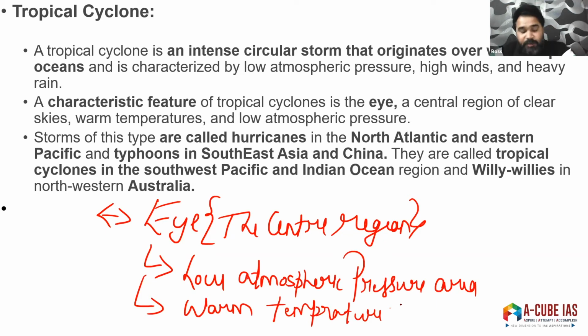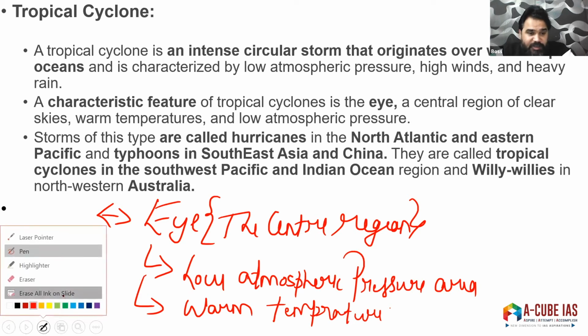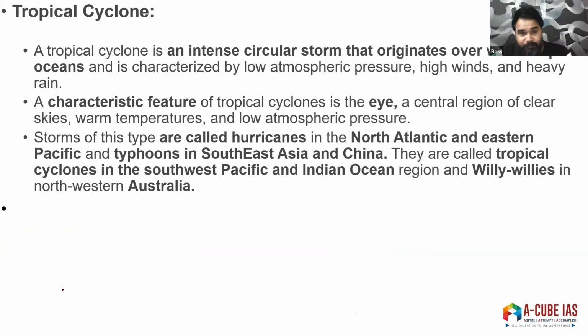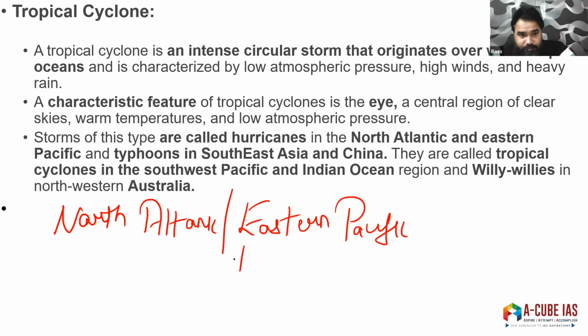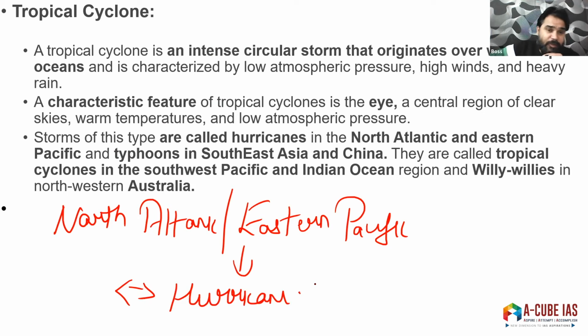Now, there are various names given to these cyclones in the local language. For example, in the North Atlantic and Eastern Pacific Ocean, the cyclones are known by the name hurricanes.